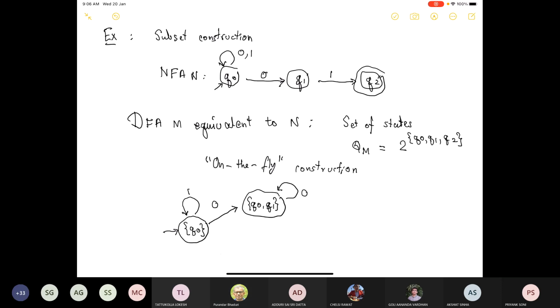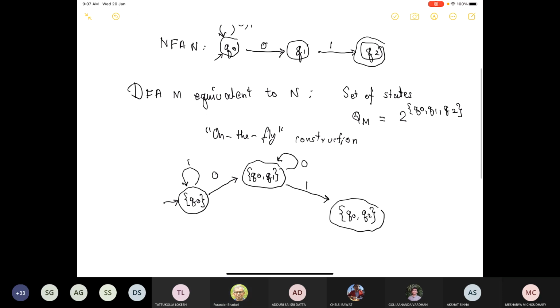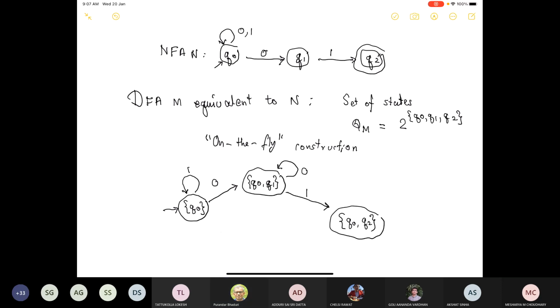What about a 1? Well, from Q0, on a 1, you remain in Q0. And from Q1, on a 1, you can go to Q2. So we have discovered a new state, a reachable state, which is Q0, Q2. Any doubts? So we got the two transitions for the first two states, and we have discovered a new state.